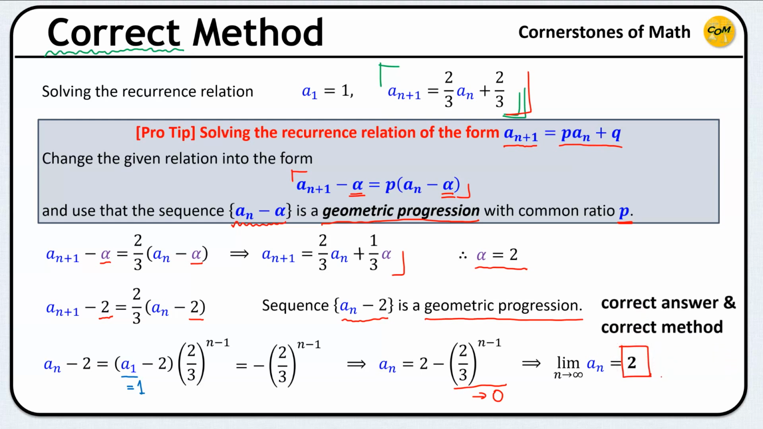And this is the correct answer obtained by the correct method. But the wrong method gave the same answer too. So can't we just use the much simpler wrong method instead when we don't care about the correct process and only care about the answer?